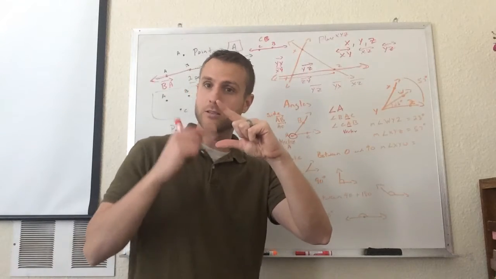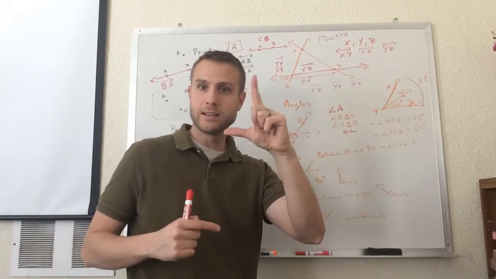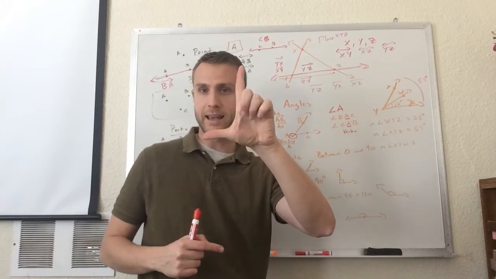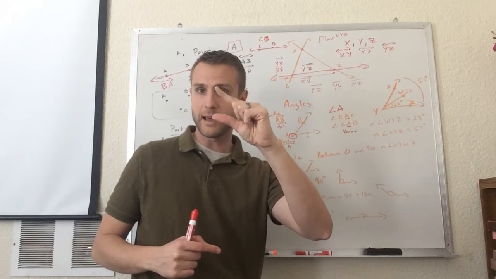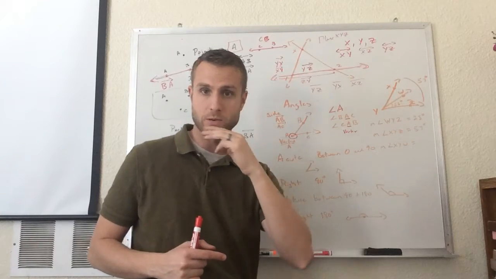It's going to be smaller than 90 but greater than 0. So this is 90 degrees. It looks like an L. Anything that's smaller than that is going to be acute. That's going to be between 0 and 90.